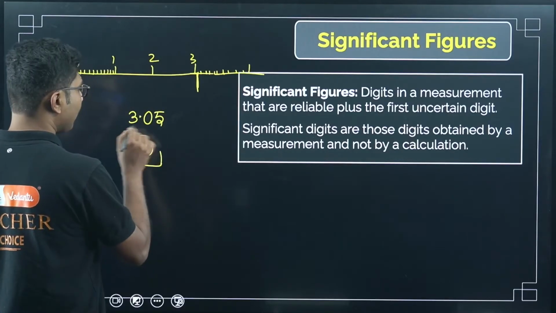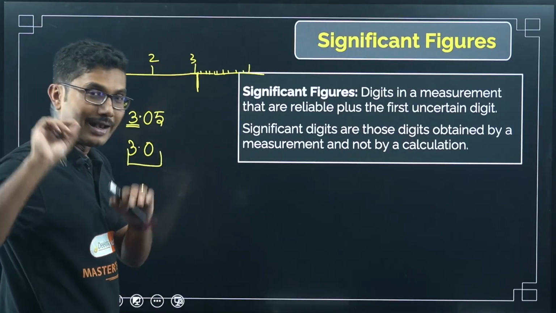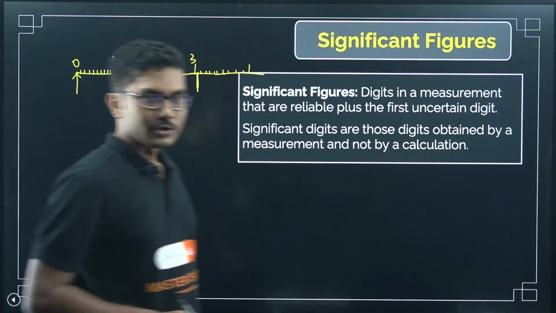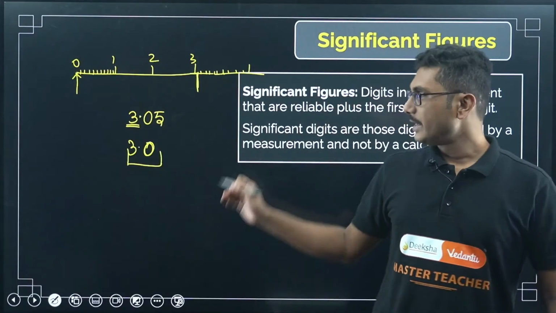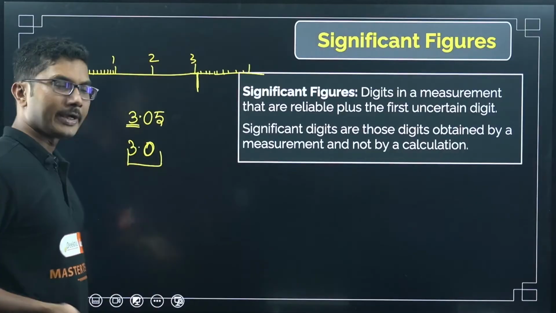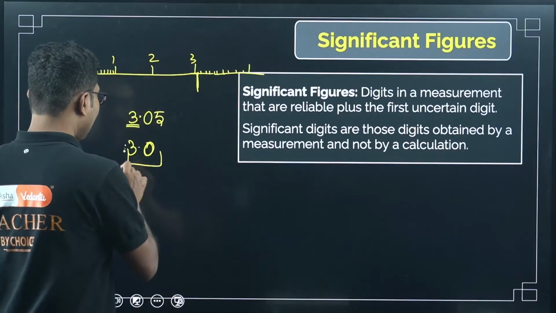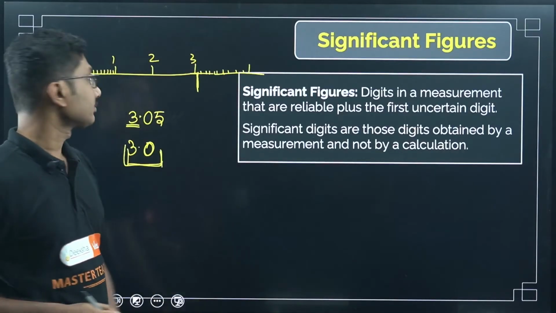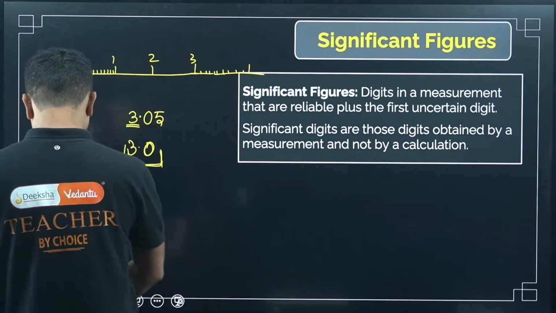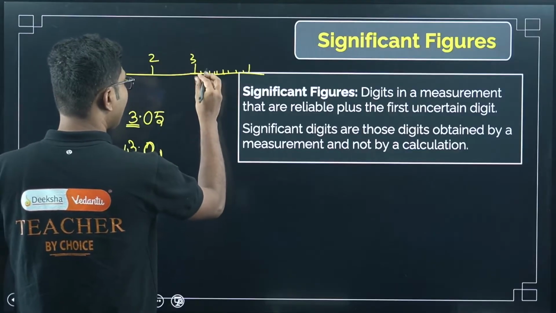So 3.0, the actual correct reliable digit is 3 and the first uncertain digit is 0. So this is what we say. In some cases that might be an actual value, in some cases it will be a point only. So this is the significant digit. Now similarly, if this arrow line appears here instead of here, what will happen?